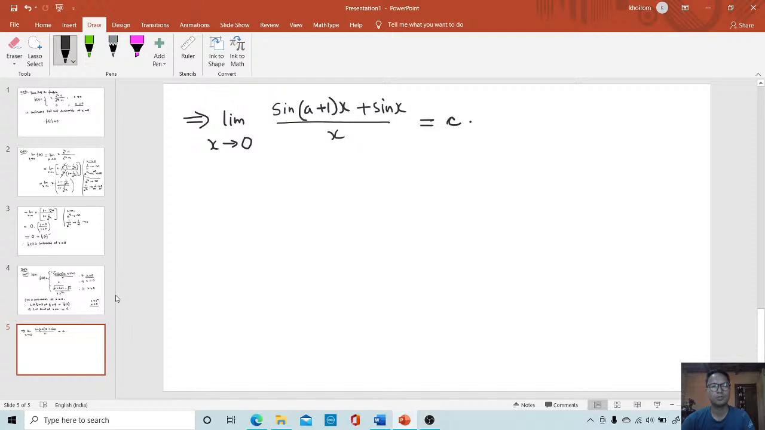Now we apply the limit, x tends to 0, term by term. I will use sine of (a plus 1) x divided by x.